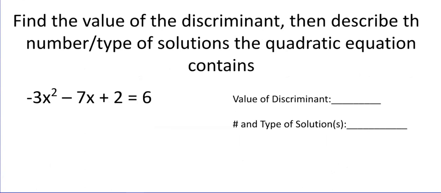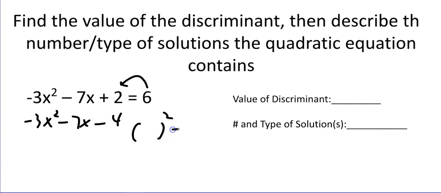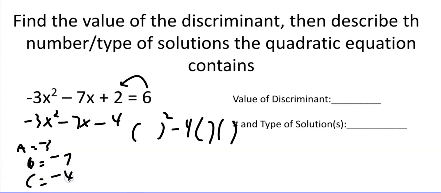So remember, first off, we always need to have it set equal to 0. So we need to move this over. So negative 3x squared minus 7x minus 4. Right? We only have to deal with the b squared minus 4ac. B squared minus 4ac. So plug the numbers in. What are the numbers? Well, a is negative 3, b is negative 7, and c is negative 4. Negatives all over the place. So negative 7 minus 4ac.